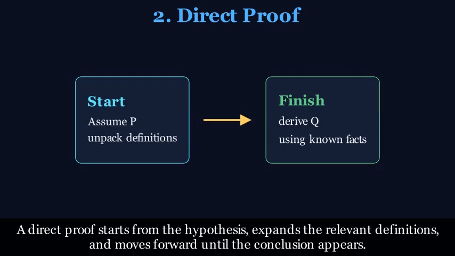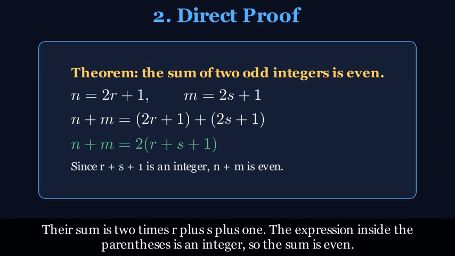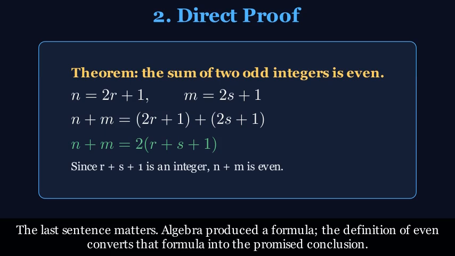A direct proof starts from the hypothesis, expands the relevant definitions, and moves forward until the conclusion appears. For example, let n and m be odd integers. By definition, n equals 2r plus 1 and m equals 2s plus 1 for some integers r and s. Their sum is 2 times (r plus s plus 1). The expression inside the parentheses is an integer, so the sum is even. The last sentence matters. Algebra produced a formula. The definition of even converts that formula into the promised conclusion.